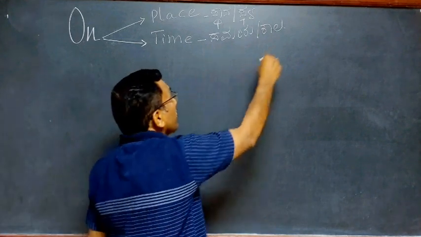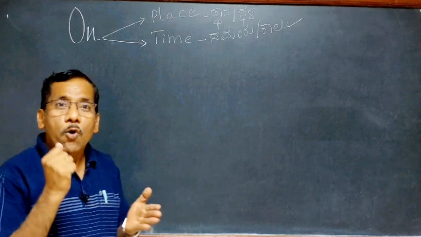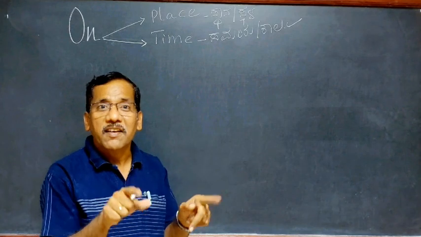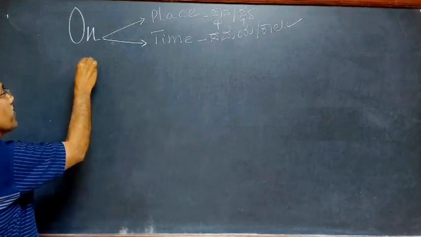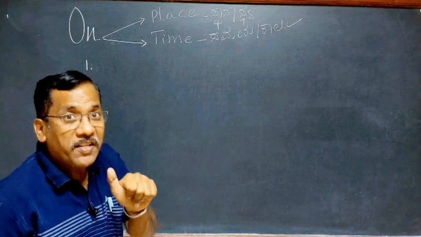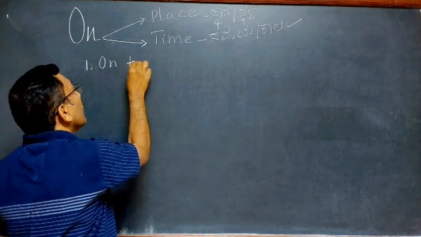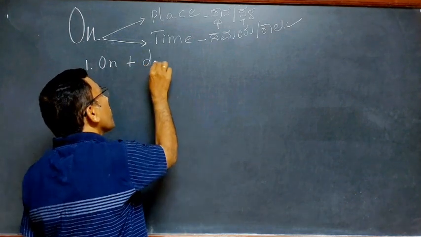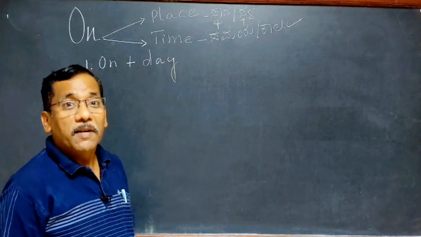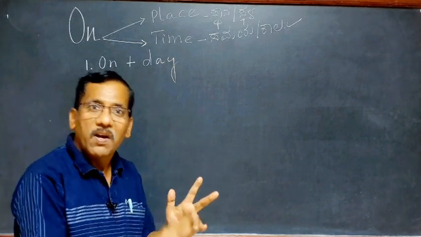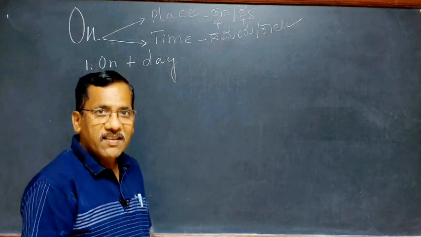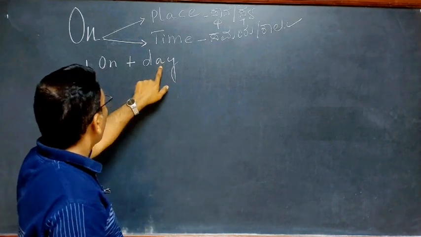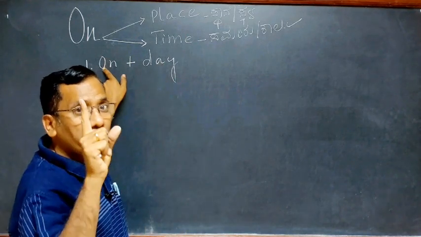Today I am going to discuss the second part: how on is used to indicate time. Time means samaya or kala. Okay? Point number 1. You see here. On is used before day. Day means dina. What are the days? Sunday, Monday, Tuesday, Wednesday, Thursday, Friday, Saturday. These are the days. Before the names of days, we use on.